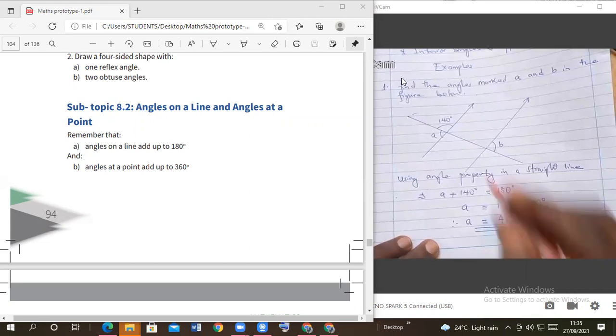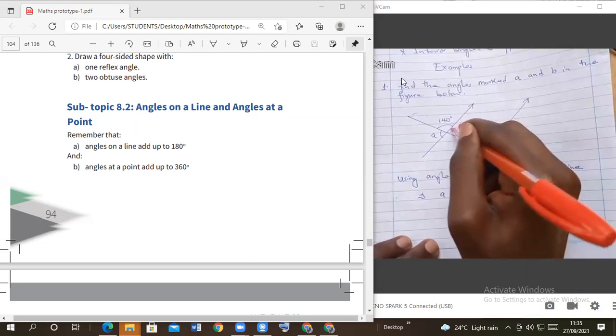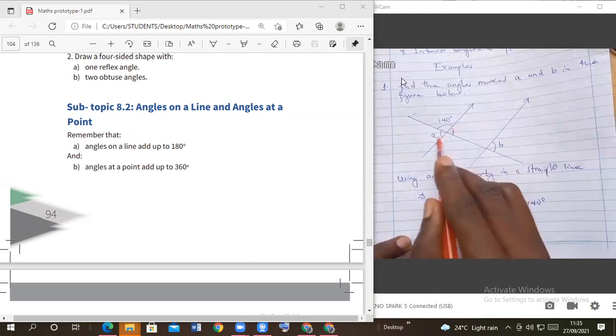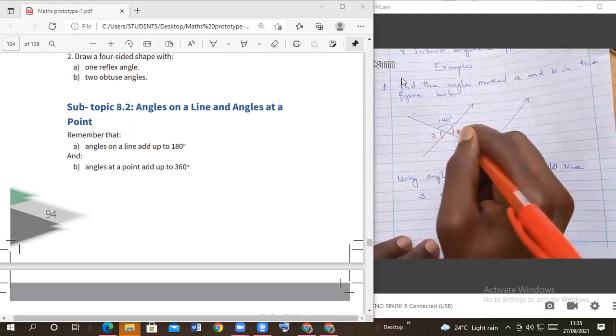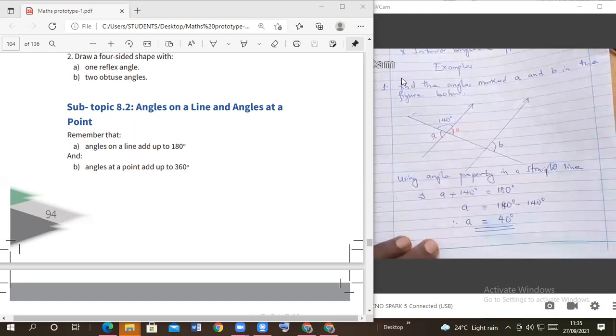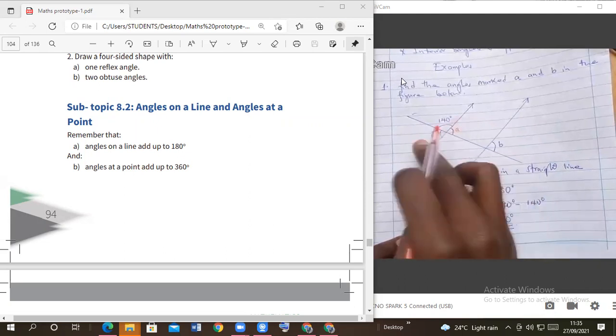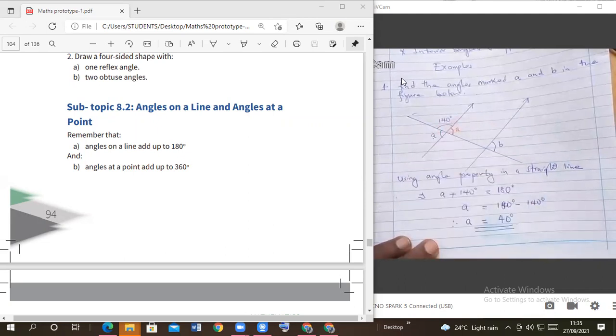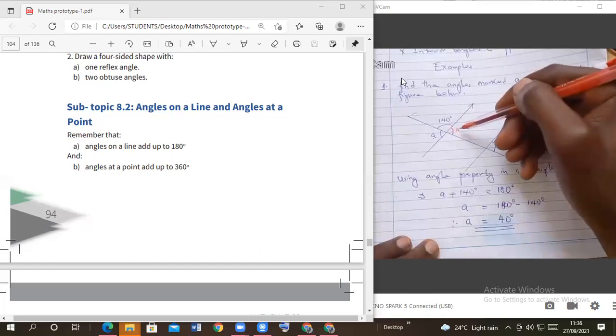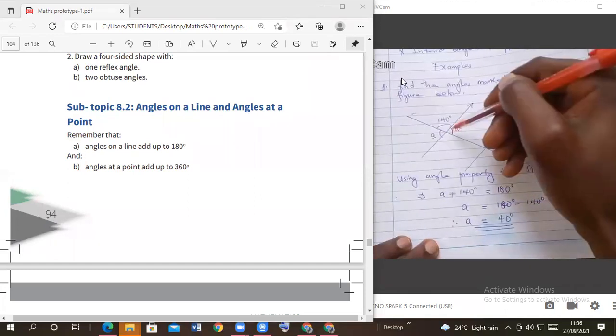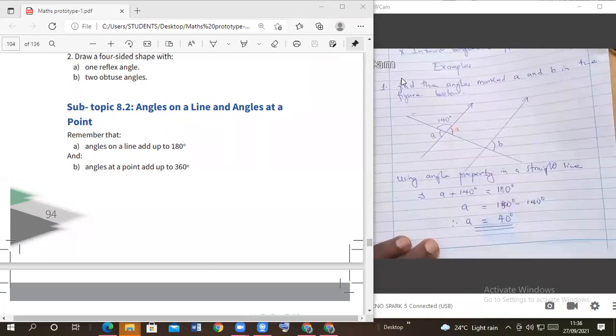Now, if you look at this angle very well, what can you say about this angle? This angle is also A. Why? Because of the property of vertically opposite angles. Now, what can you say about A and B? Are they alternate or corresponding? They are corresponding.